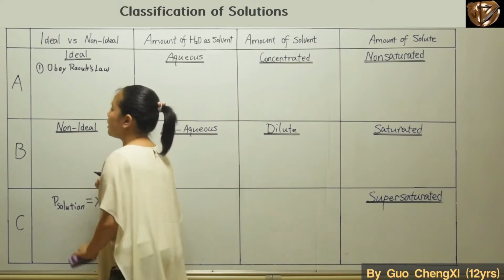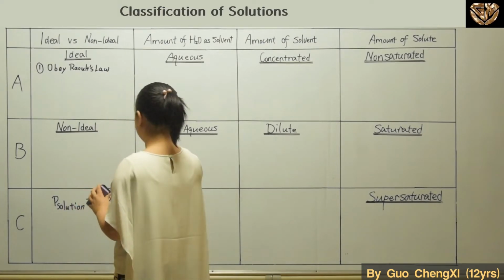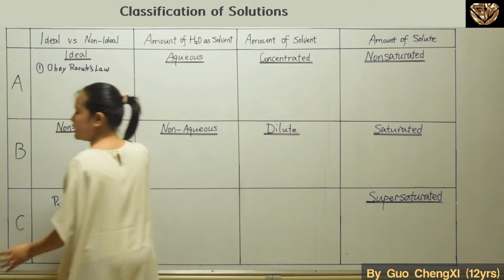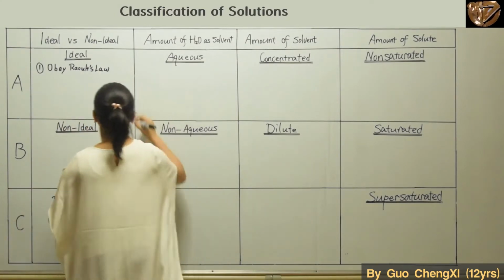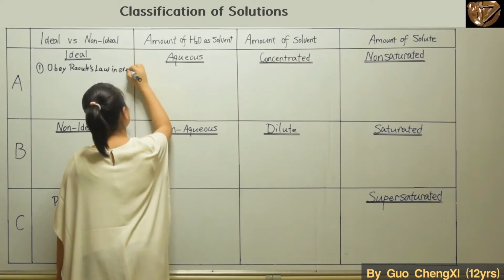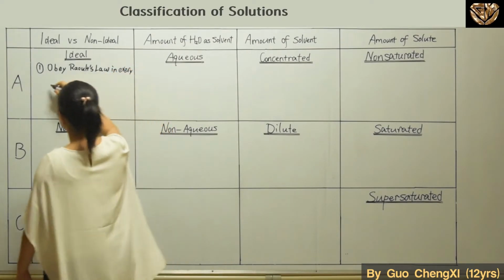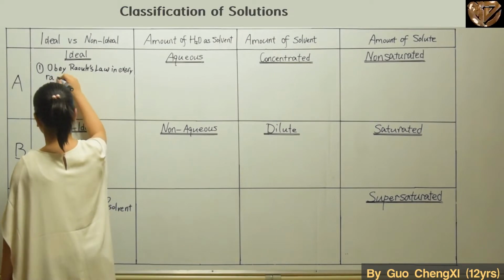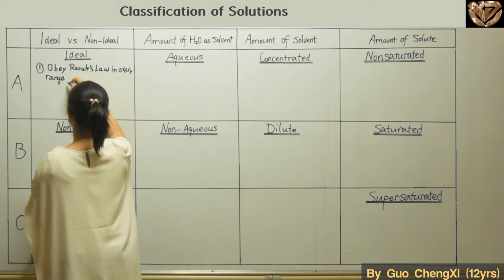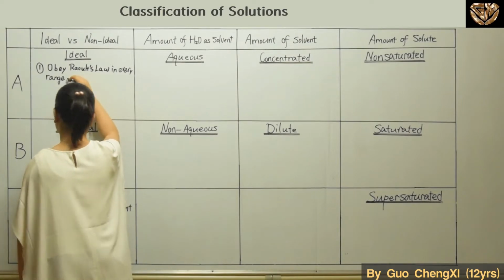But over here, if you only have one region of the solution obeying Raoult's law, it is still not the ideal case. So it has to be in every range of concentration and temperature. Both concentration and temperature are going to be important.